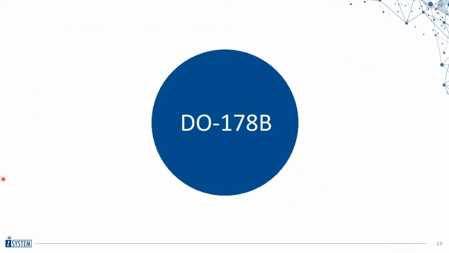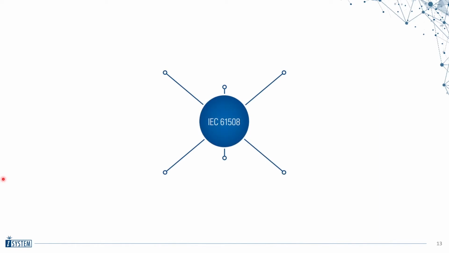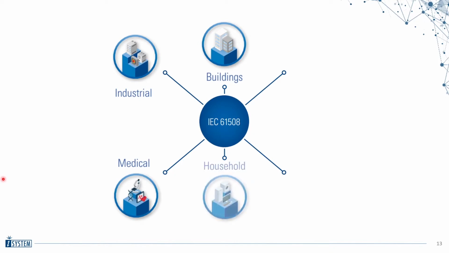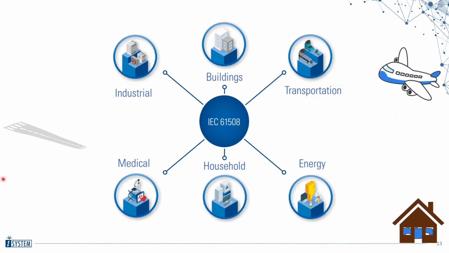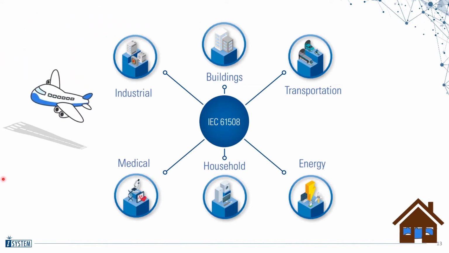With its roots stemming from DO-178B, functional safety adopted a generalized standard in the industrial IEC 61508, which is now known as the Basic Functional Safety Standard, applicable to all kinds of industry. Buildings, industrial, medical, household, energy, and transportation. Testing is an integral part to keep all of us safe on the drive home or the next flight that we might take.